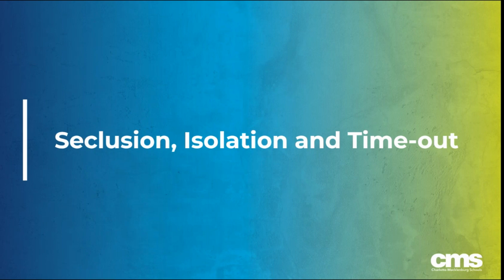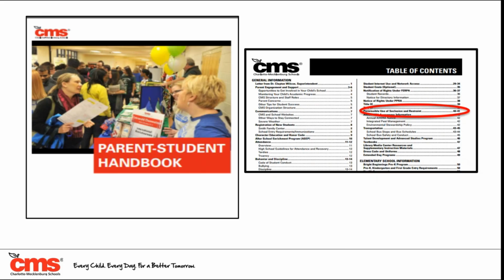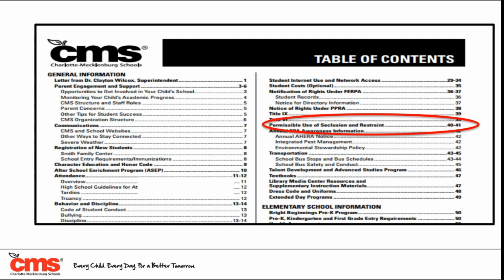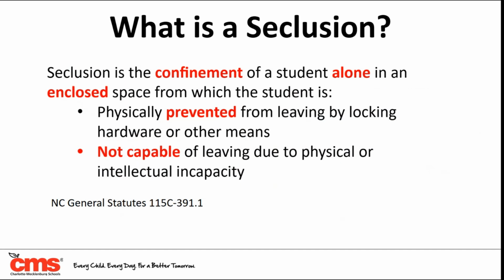Let's talk about seclusion, isolation, and timeout, and what makes them different. Information about seclusion and restraints can be found in the Parent Student Handbook on page number 40 to 41 under the section Permissible Use of Seclusion and Restraints. What is seclusion?